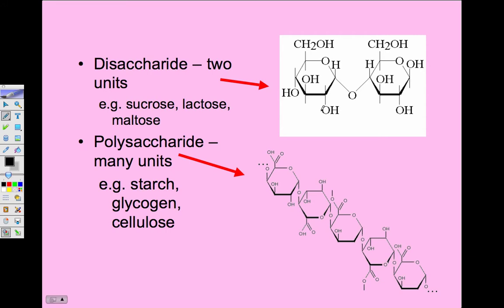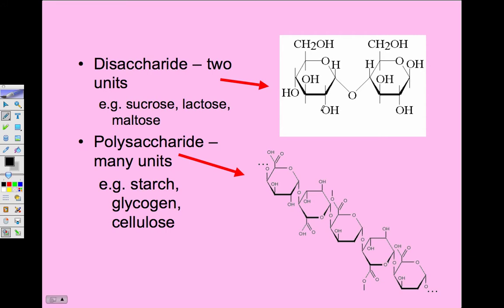A disaccharide is two monosaccharides put together. Saccharide as a suffix means sugar, and di means two. So a disaccharide is a 2 sugar, a monosaccharide is a 1 sugar, and a polysaccharide is a many sugar. Sucrose, lactose, and maltose are the most important disaccharides in living organisms.